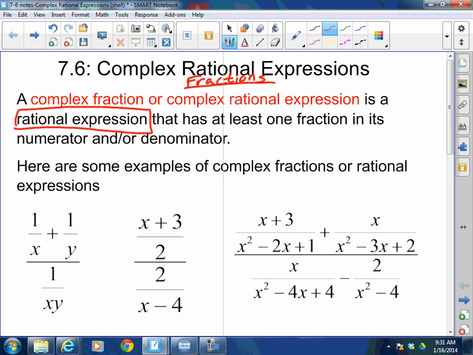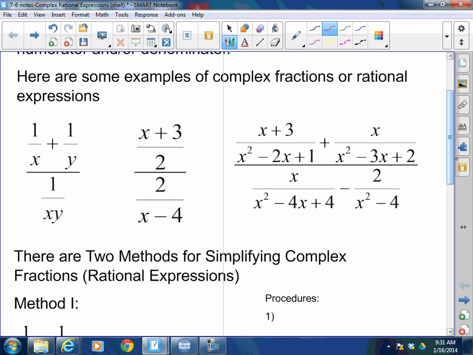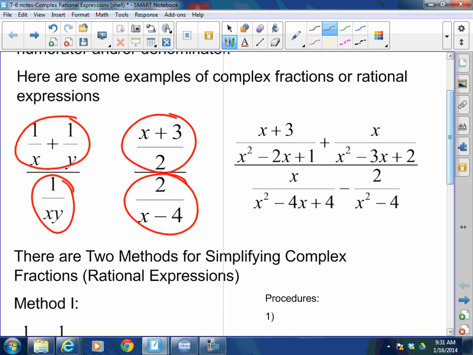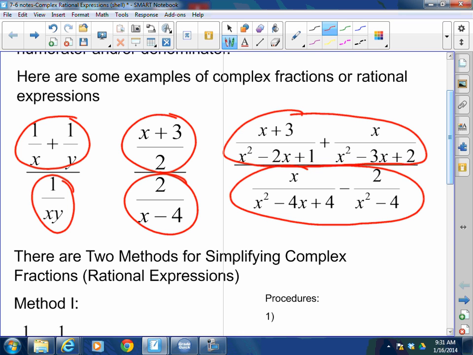Here are some examples of complex fractions or rational expressions. This is a rational expression over a rational expression. That's a complex fraction. This is a rational expression over a rational expression. That's a complex fraction. This is a crazy rational expression over another crazy rational expression. That's a complex fraction. So when you have a rational expression divided by a rational expression, you're really dealing with complex fractions.